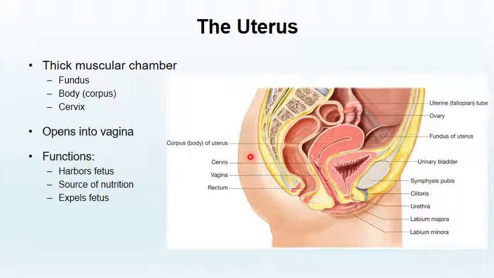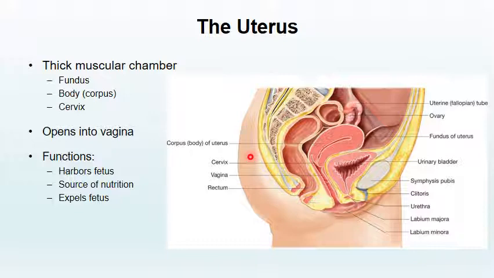Moving into the uterus next, this is going to be the next stop for a gamete. So a gamete comes out of the ovary into the uterine tube, and then as it passes through the uterine tube, it's going to enter into the uterus. The uterus is going to have many functions.